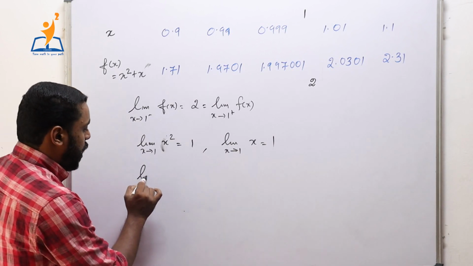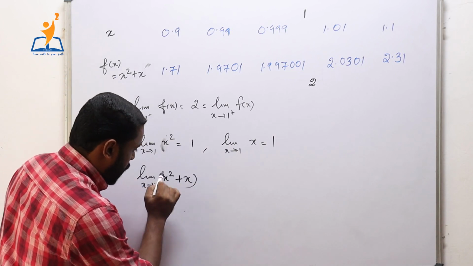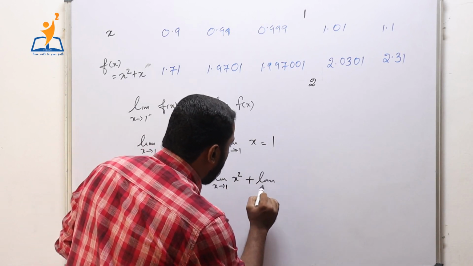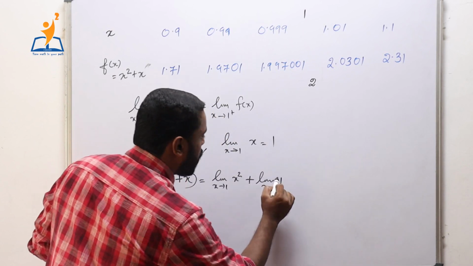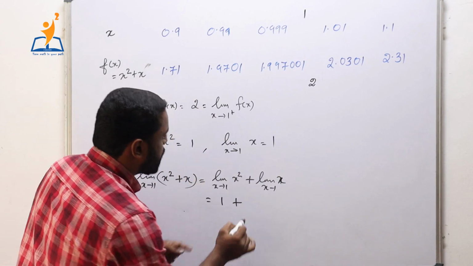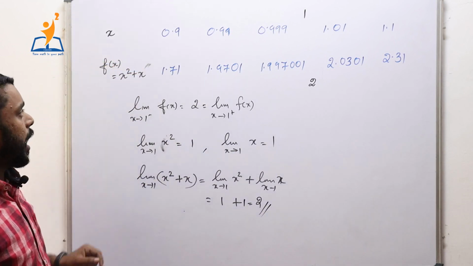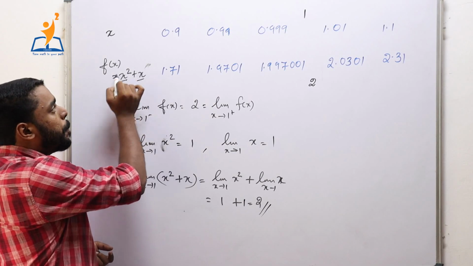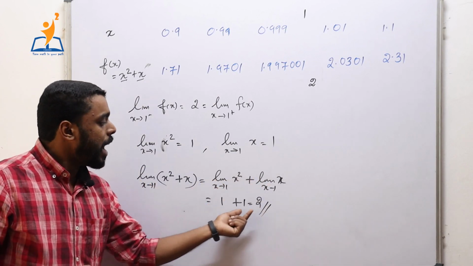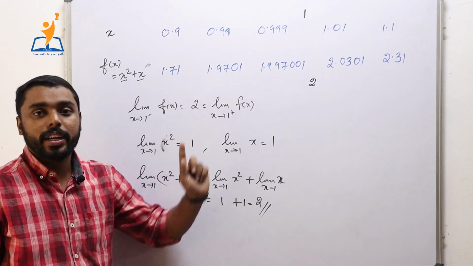Now observe that limit x tends to 1 of x square plus x can be split like this: limit x tends to 1 of x square plus limit x tends to 1 of x. Limit x tends to 1 of x square is nothing but 1, plus limit x tends to 1 of x is 1, so 1 plus 1 equals 2. This means that if we are given a function like this and we know the limits of the corresponding parts, then we can split the limit just like this and substitute the values of the corresponding limits to obtain the final answer. No need to calculate this table.